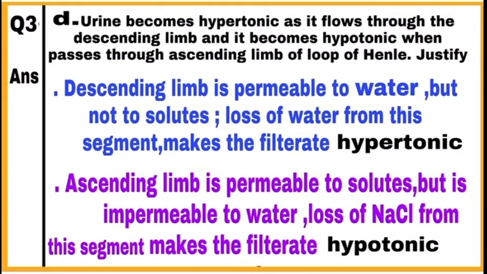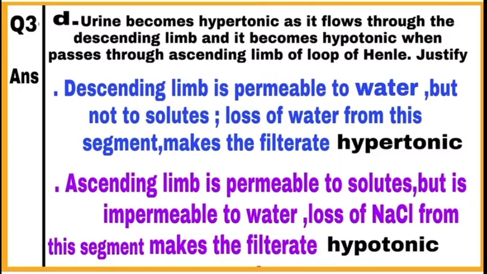Part D, question 3. Urine becomes hypertonic as it flows through descending limb and it becomes hypotonic when passes through ascending limb of loop of Henle. Justify. When urine passes through descending limb of Henle's loop it becomes hypertonic, means concentrated, because descending limb is permeable to water but not to solutes. That is why there is loss of water from this segment which makes the filtrate hypertonic.